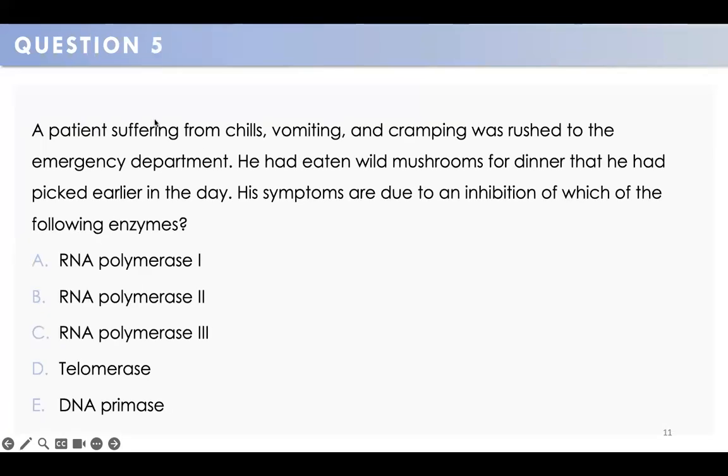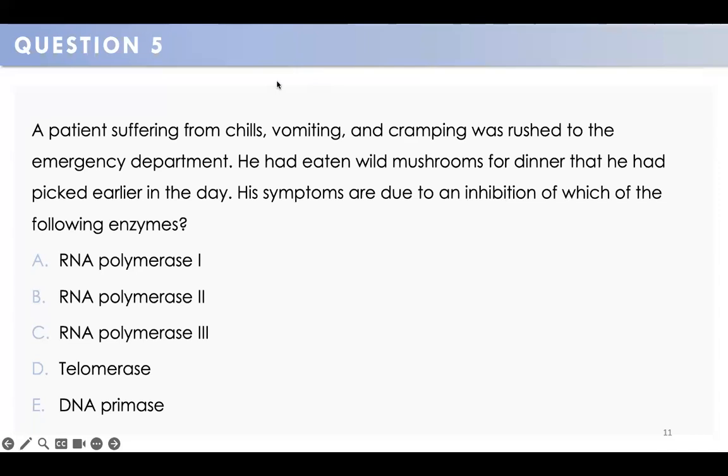Moving on to the 5th question. A patient suffering from chills, vomiting, and cramping was rushed to the emergency department. He had eaten wild mushrooms for dinner that he had picked earlier in the day. His symptoms are due to the inhibition of which of the following enzymes? B. Excellent, everyone.